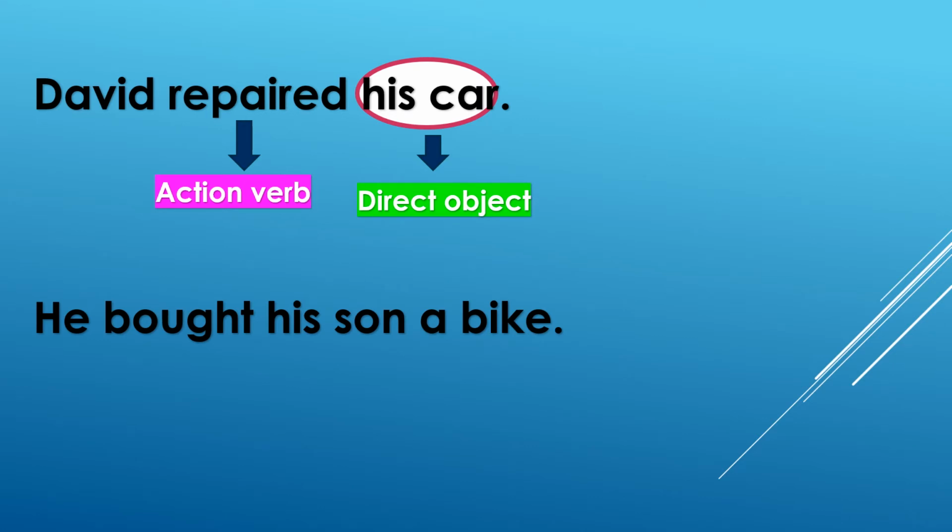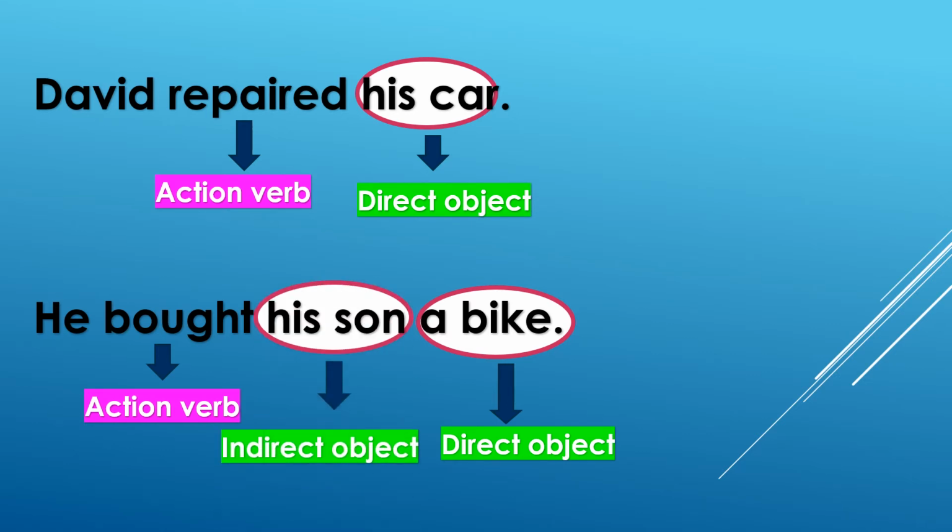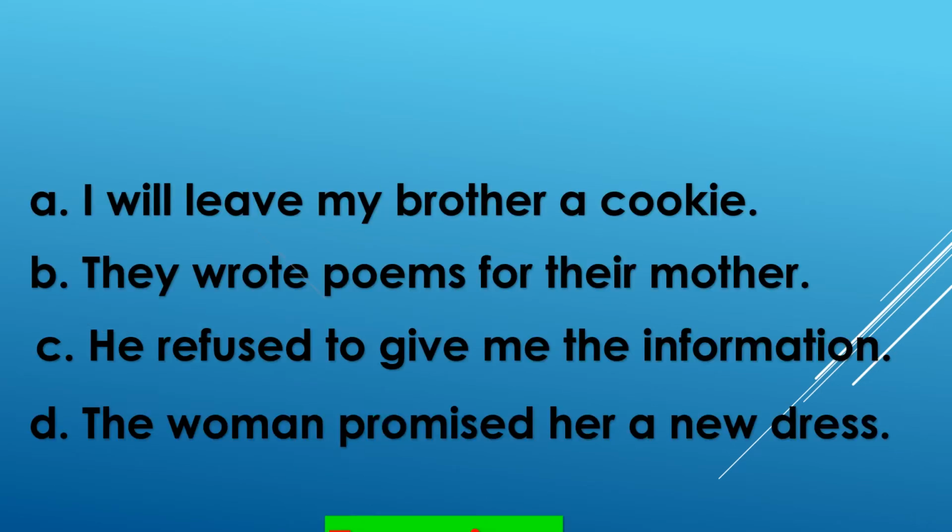He here is the subject and bought is the action verb. What did he buy? He bought a bike. So a bike here is the direct object because I answered the question, what did he buy? He bought a bike for his son. For his son. So his son here is an indirect object.